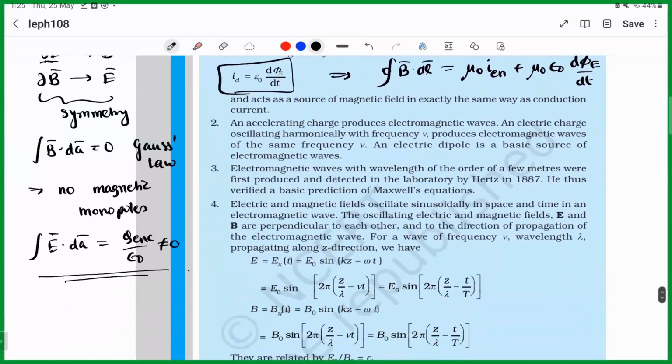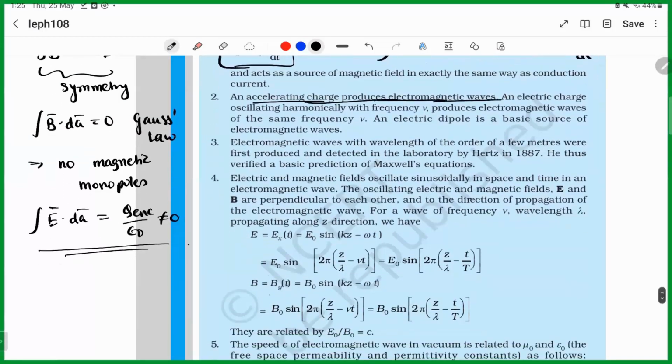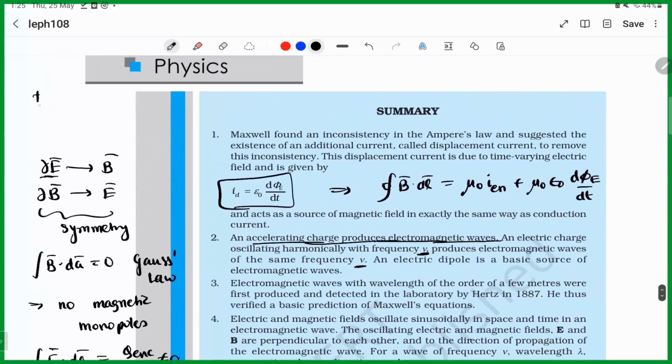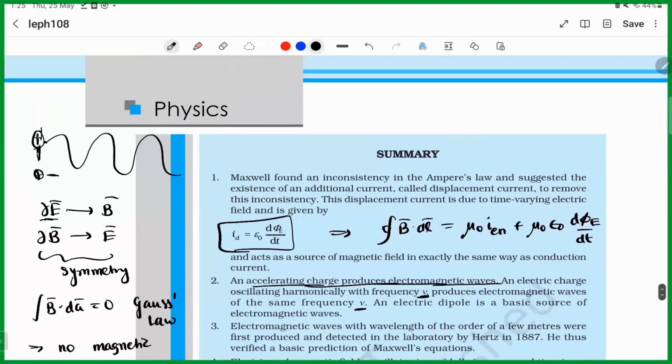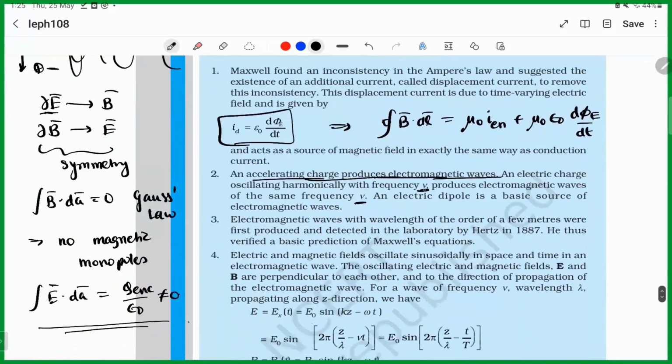Now, an accelerating charge produces electromagnetic waves. It's a very important concept. If an electric charge oscillates with a frequency of V, it produces an electromagnetic wave of the same frequency V. That should make sense, because if a charge is moving, let's say simple harmonically up and down, it's going to produce a sinusoidal wave, right? It makes sense that when it comes down, the wave is produced, and when it goes up, it produces a wave here. So the frequency of this wave is equal to the frequency of how fast the charge is moving up and down. These two frequencies are equal.